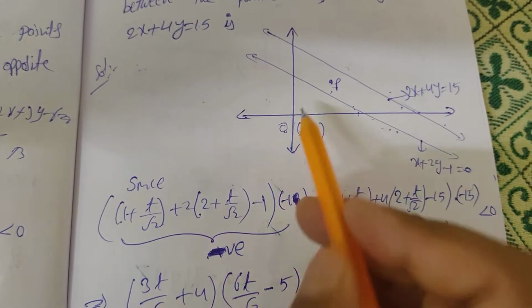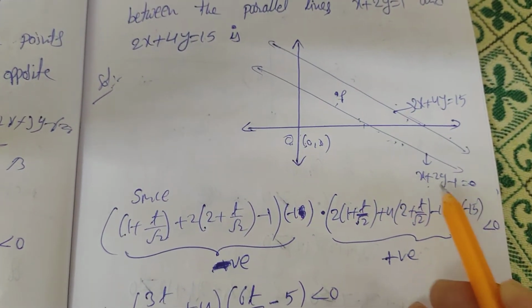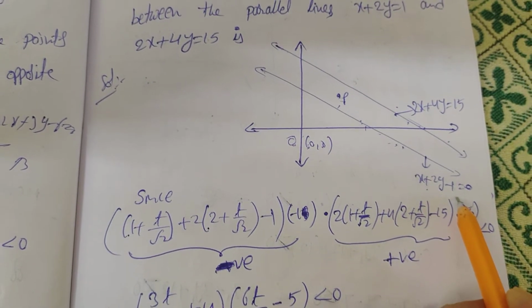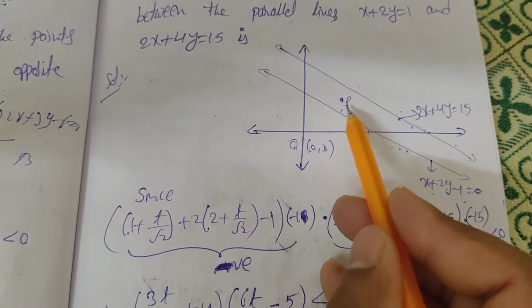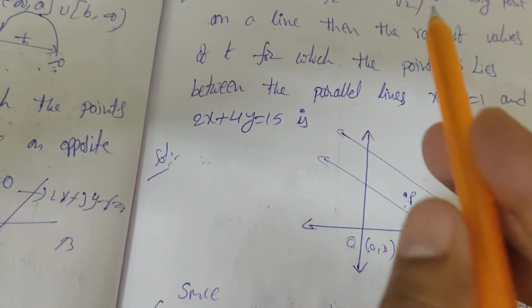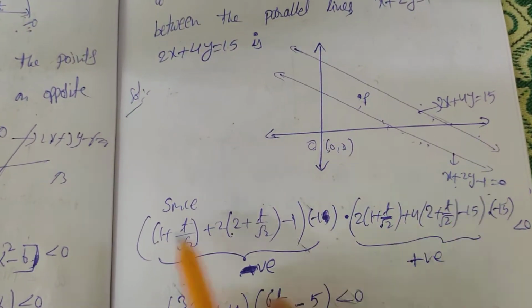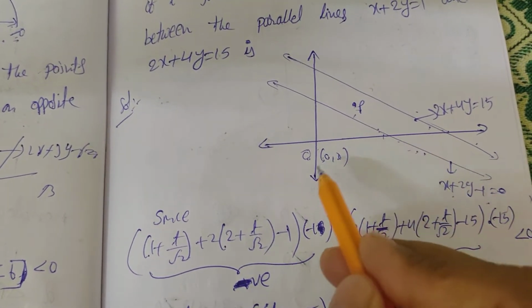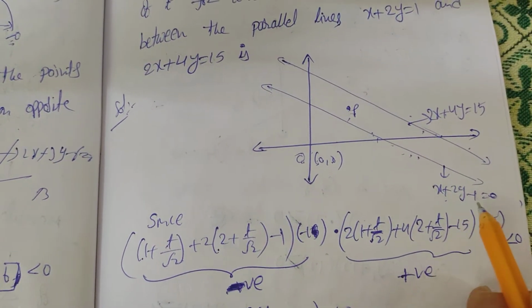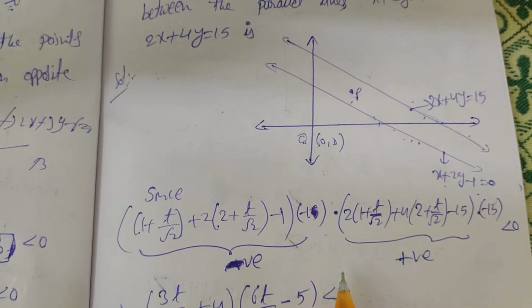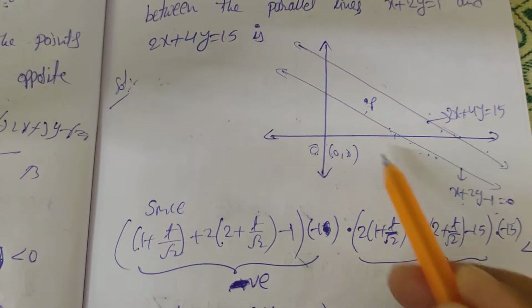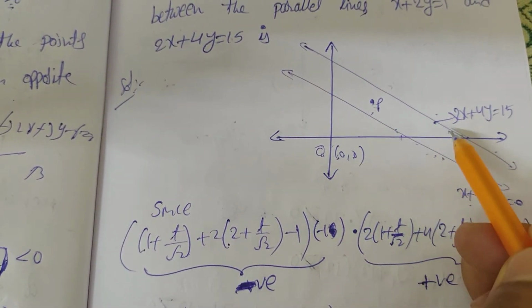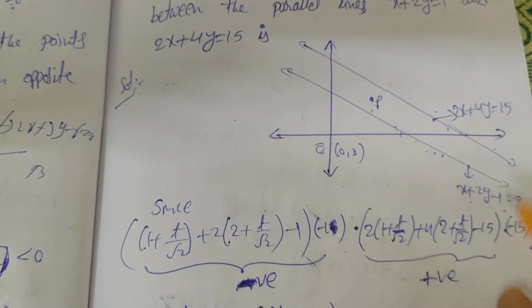So the product for O and P, use x + 2y - 1. First substitute P here: 1 + t/√2 + 2 into (2 + t/√2) - 1, into, if you substitute (0, 0), that gives -1. Next, for O and P, for this line same side means positive.